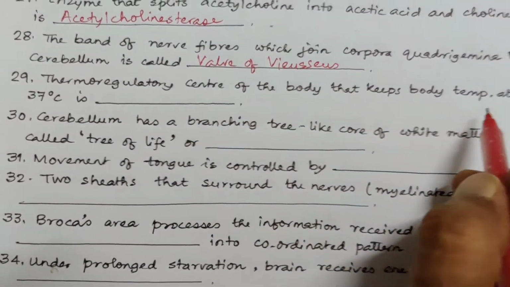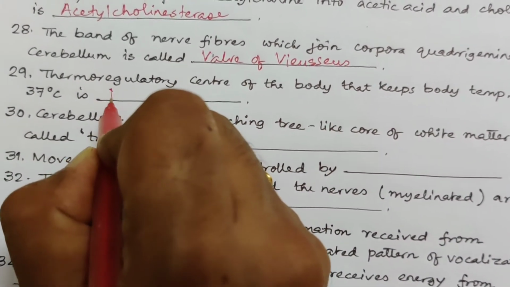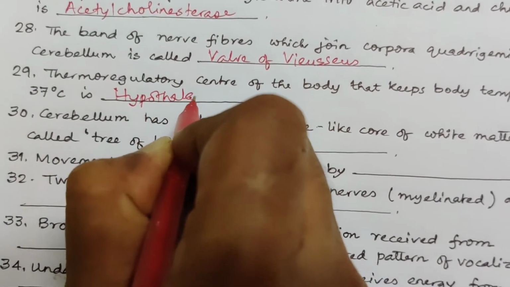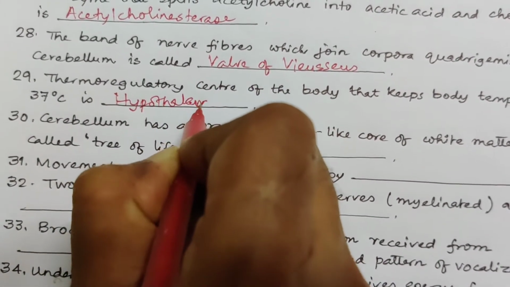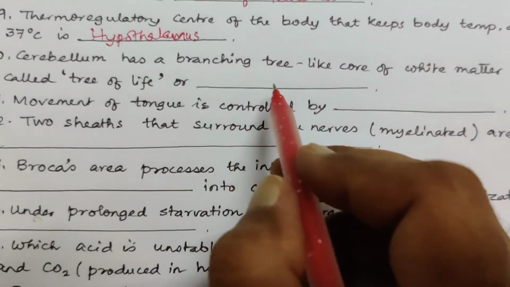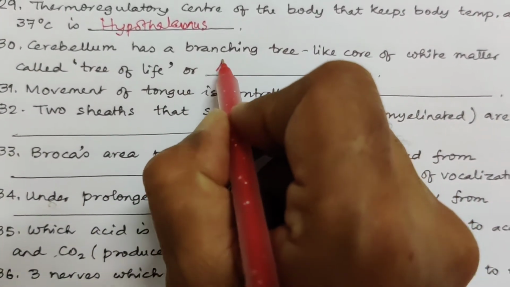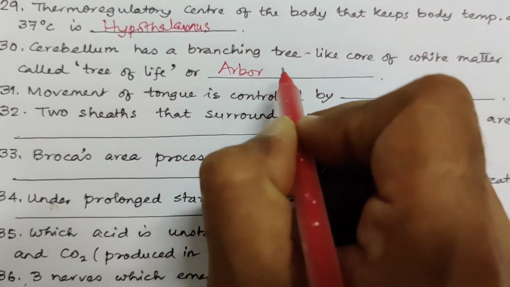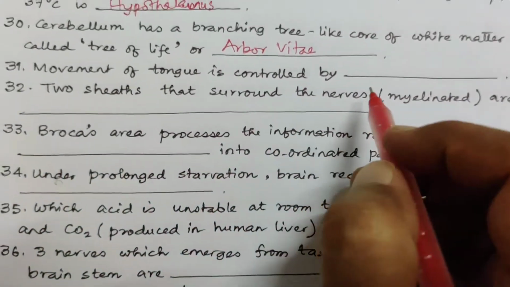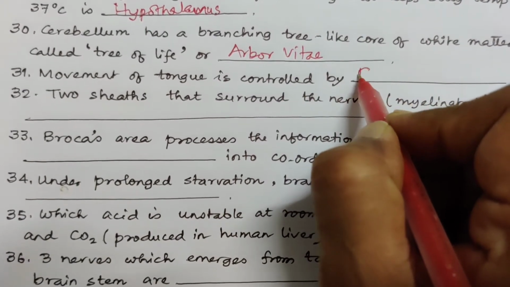Thermoregulatory center of the body that keeps body temperature at 37 degrees, hypothalamus. Cerebellum has a branching tree-like core of white matter called tree of life or arbor vitae. Movement of tongue is controlled by glossopharyngeal.